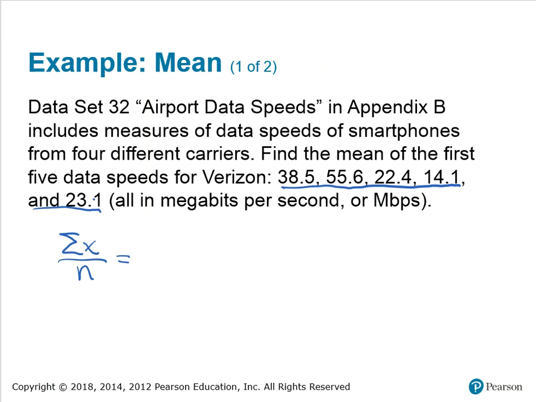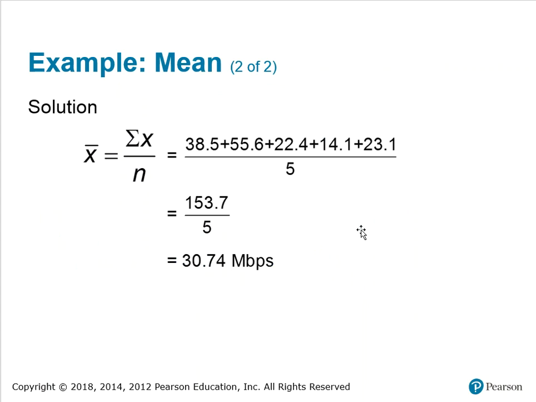So when I added those all up, I got 153.7. We have 1, 2, 3, 4, 5 numbers, so we'll divide by 5. I get 30.74, and that is my x bar because that is the mean for those 5 sample numbers.